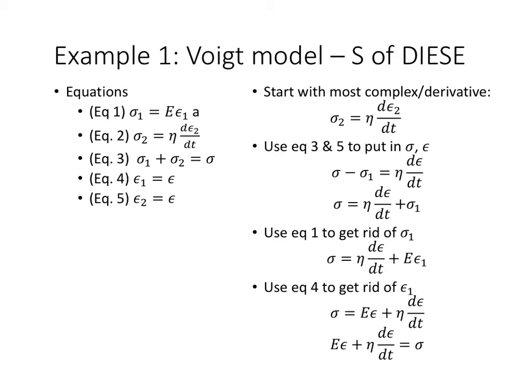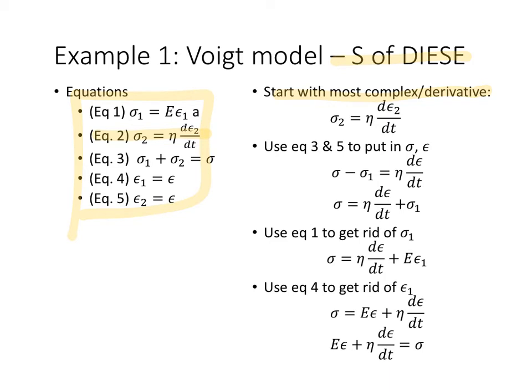Example here of the Voigt model where we do this simplification. So we had said we have these equations. We'll start with the one that's most complex and that has the derivative, although in this case it doesn't have either variable we're looking for. We couldn't do all of those, you rarely can.